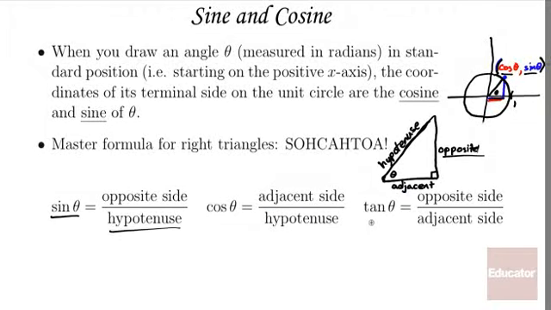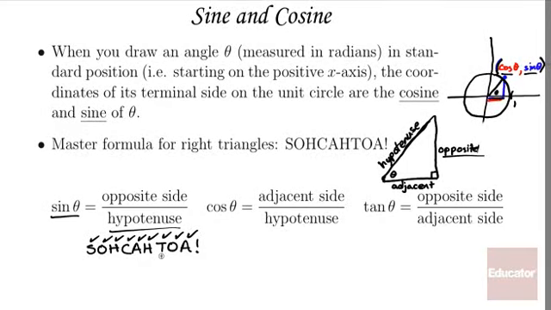If you have trouble remembering that, there's a little mnemonic device that people also use: Some old horse caught another horse taking oats away. If that sentence is easier for you to remember than SOHCAHTOA, then you can remember all of these formulas.